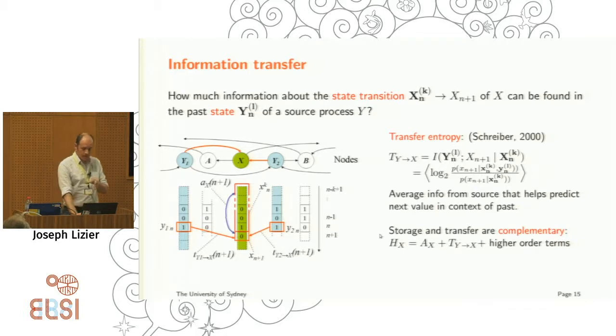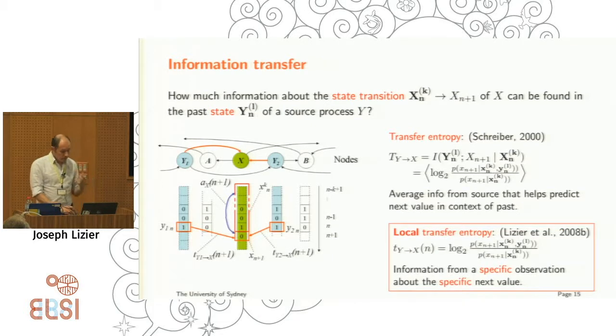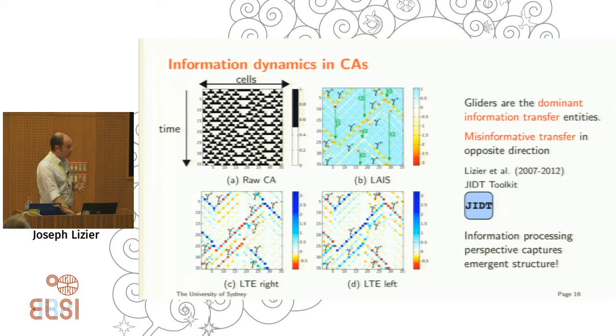Without going into the maths, what's useful here is that storage and transfer are complementary measures. They don't overlap. So what we model as storage, we're not going to model again as information transfer. Similarly, we can take local values here, so we can generate time series dynamics of how the information flows fluctuate in the system as a function of space and time. When we apply that to cellular automata, again we see that the conjectures about the role of the emergent structures are upheld quantitatively. If we measure information flow from the left to the right at every point in space and time, the dominant information transfer entities are indeed the gliders that are moving to the right.